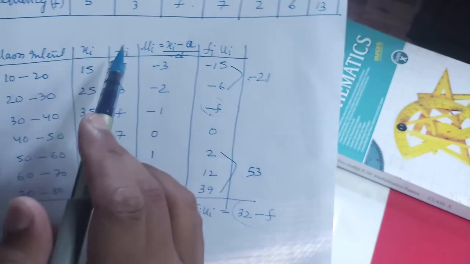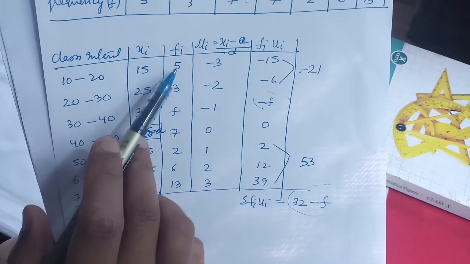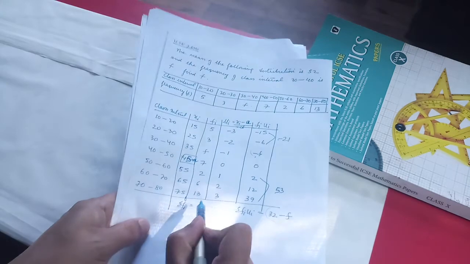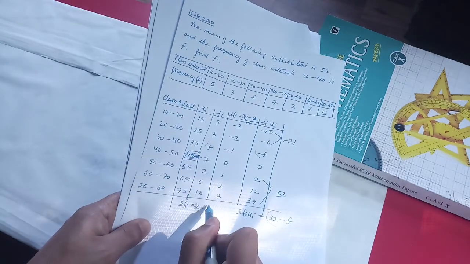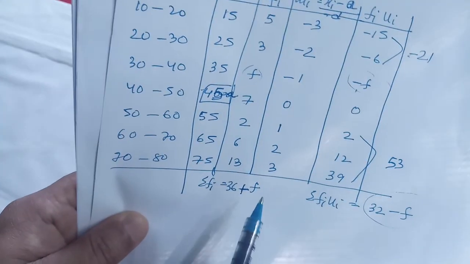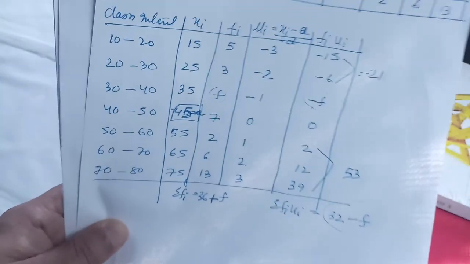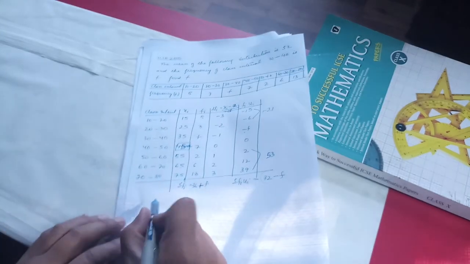Similarly, you have to find the summation of fi. If you look at the summation, you add all of this. After adding quickly, we get 36 plus f, because f is unknown, so that f also has to be added. See there, this is 36 plus f, 36 by adding all this. Okay, so now let us find the mean by the step deviation method.